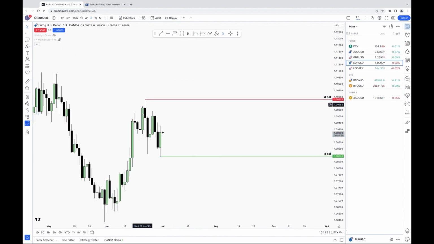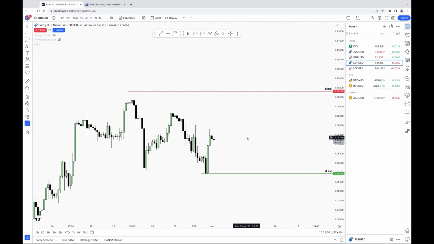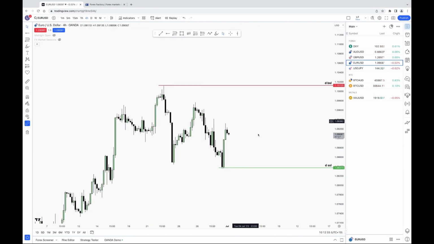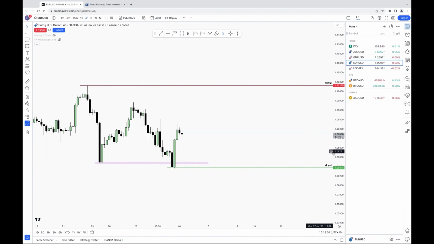So price is currently doing a bit of choppy action here, but if we go down to the 4-hour time frame, that's when you see what the candlesticks are really doing. You can see price came down to this 4-hour sell side liquidity, which is the purple rectangle here, went down, swept liquidity, and reacted to this level with huge displacement going back upwards.